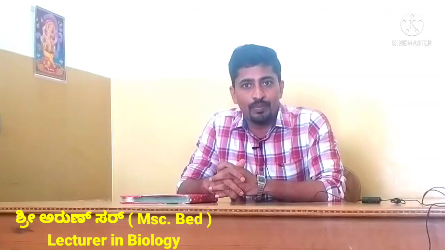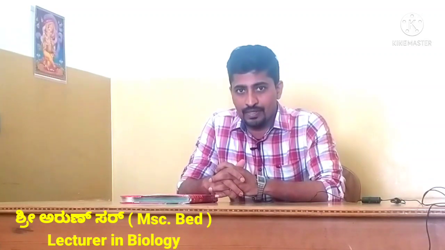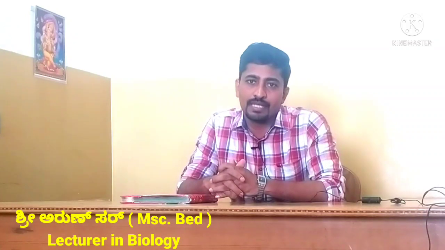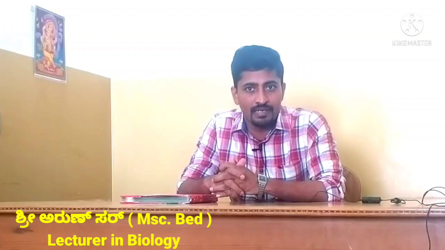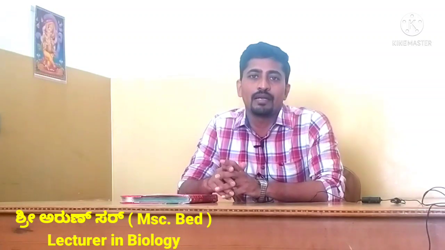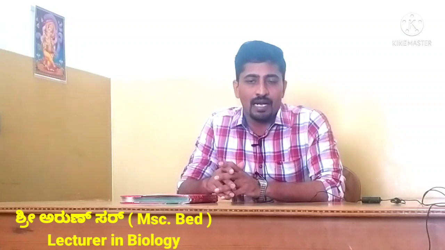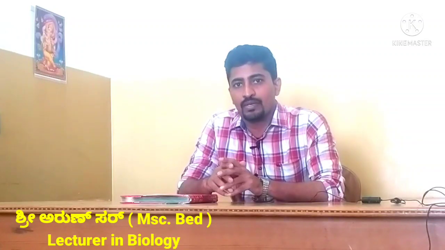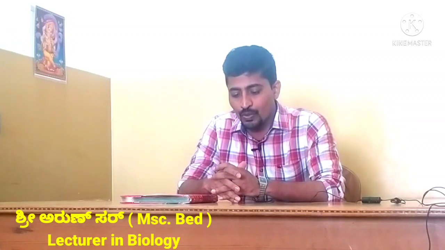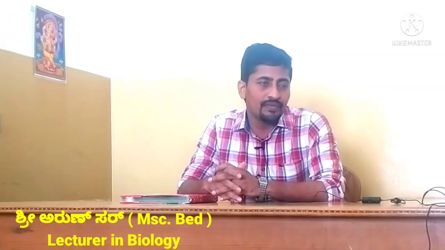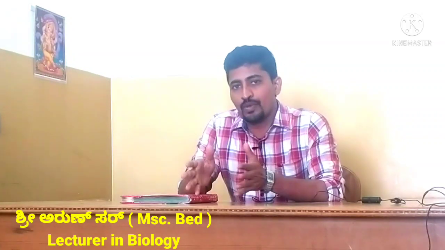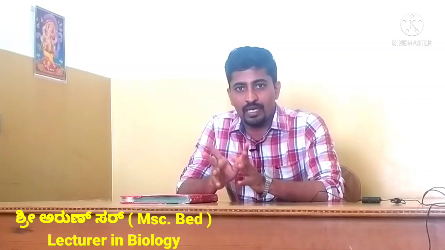If you prepare the first 5 chapters, that is reproduction in organisms, sexual reproduction in flowering plants, human reproduction, reproductive health, and principles of inheritance and variations, then you can easily score more than 35 to 40 marks from these chapters. Then what are the concepts you have to prepare for the examination? We come to that point.